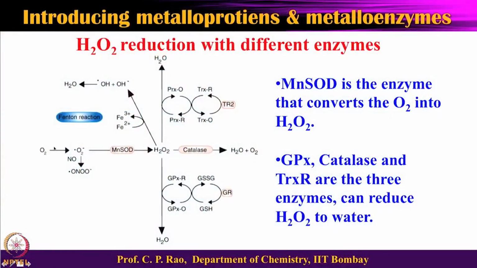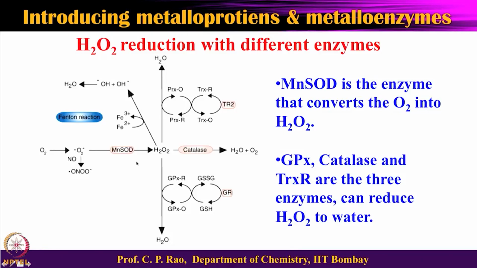We have already studied, at a couple of stages, manganese, iron, copper, zinc, etc., and the superoxide dismutase. What does superoxide dismutase do? Superoxide dismutase converts the O2 minus dot radicals into H2O2, and the H2O2 is further removed, or disproportionated, by a popular enzyme called catalase that we have seen.